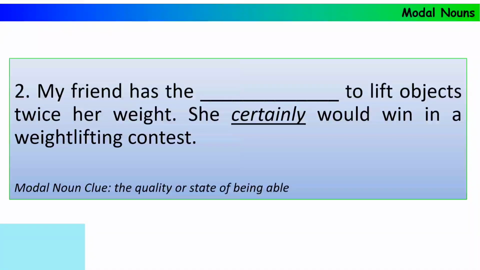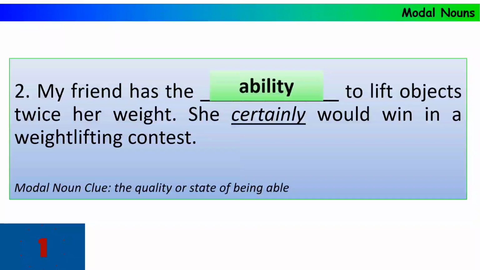Number 2. My friend has the blank to lift objects twice her weight. She certainly would win in a weightlifting contest. Your modal noun clue, the quality or state of being able. And your timer starts now. Time is up. And the correct answer is ability. My friend has the ability to lift objects twice her weight. She certainly would win in a weightlifting contest.